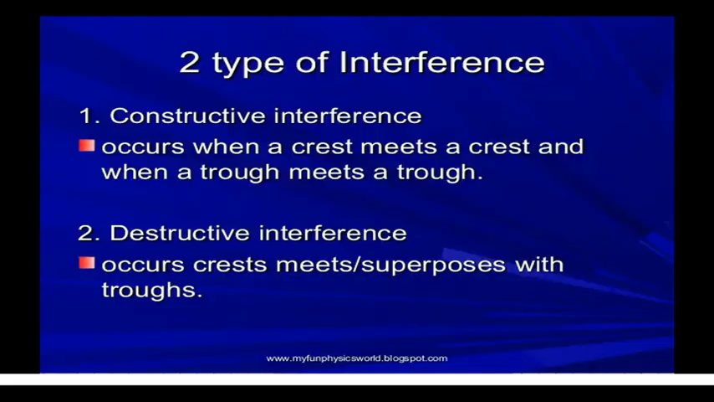And you can see that interference is of two types: constructive interference and destructive interference. Constructive interference occurs when a crest meets a crest, or when a trough meets a trough. Now what is destructive interference? Destructive interference occurs when a crest meets a trough, so that there will be maximum amplitude when constructive interference occurs, and there will be minimum amplitude or minimum intensity for destructive interference.